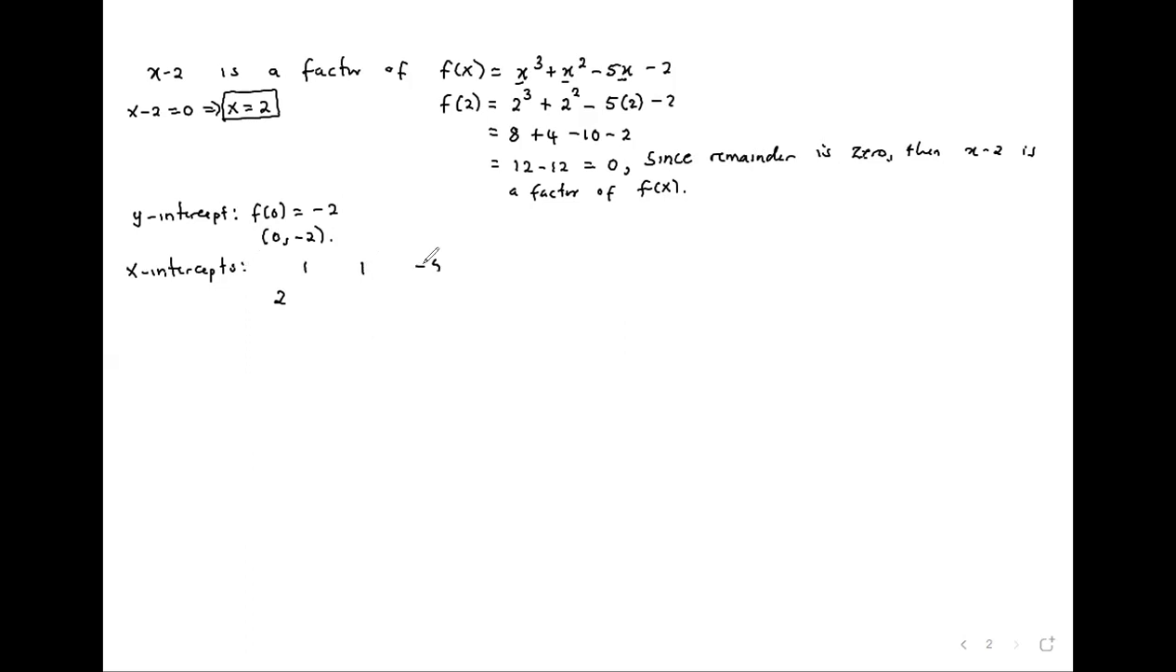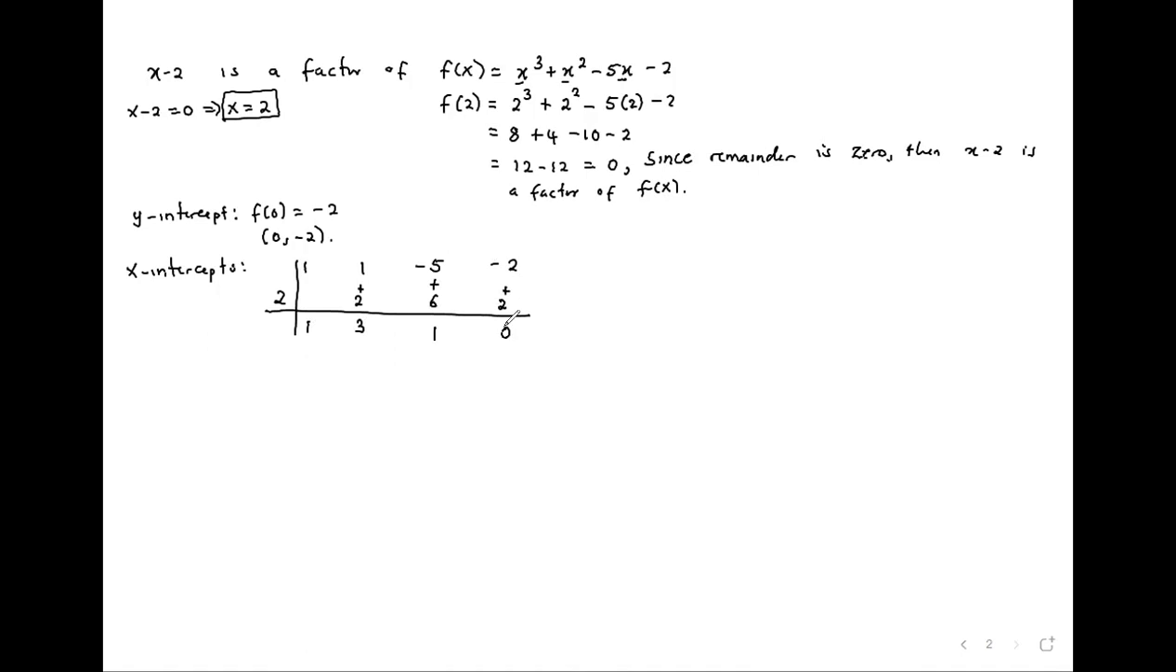So we have -5 and then -2. Then 2 by 1, we get 2. Do the addition, we get 3. 2 by 3, we get 6. Do the addition, we get 1. And 2 by 1, we get 2. Do the addition, we get 0.